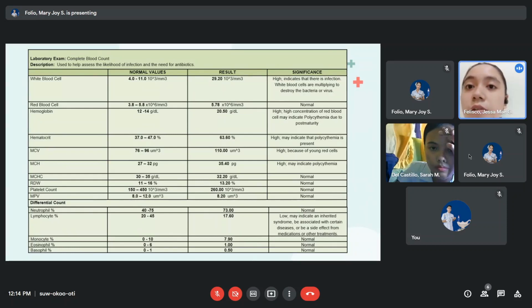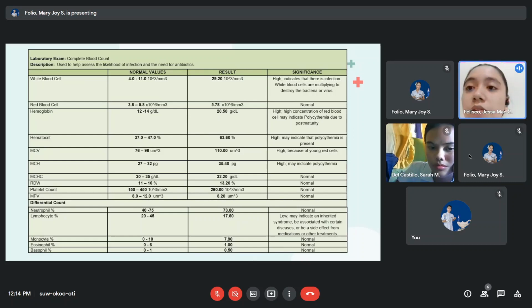Next we have the red blood cells. The red blood cell of the infant is normal. Hemoglobin is high, because the normal value is 12 to 14, while the result is 20.50. This indicates a high concentration of red blood cells, and may indicate polycythemia due to post-maturity.